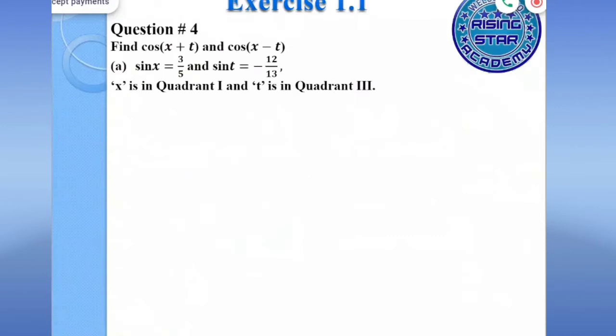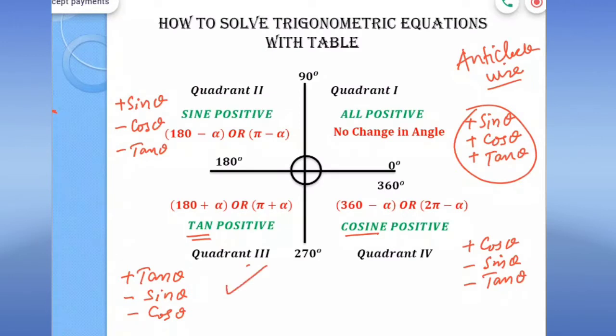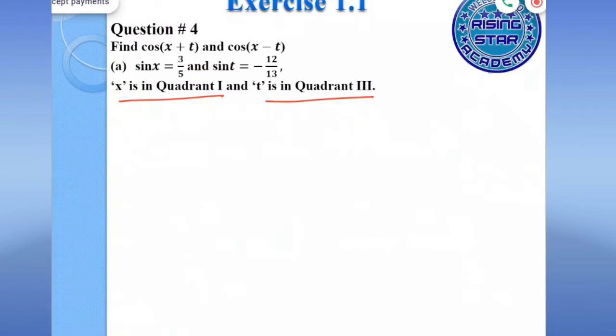So in question 4, it says to find cos of x plus t and cos of x minus t, but the values given to us are sine x and sine t. It tells us that x is in quadrant number 1, where all values, sine and cosine, are positive. And t is in the third quadrant, where only tan is positive, but sine and cos are negative. So you can see the sine is taken as a negative value, minus 12 by 13. So let's start the question.